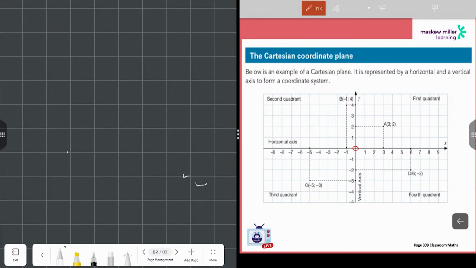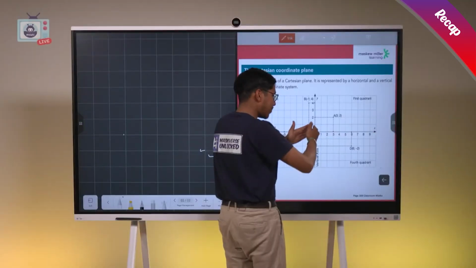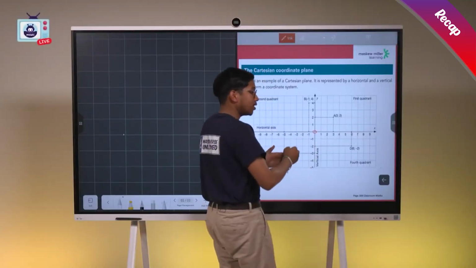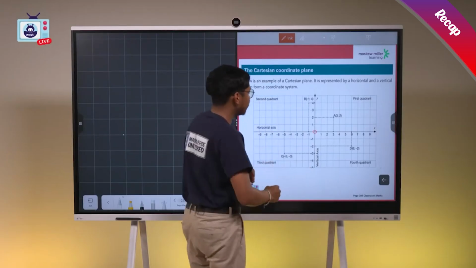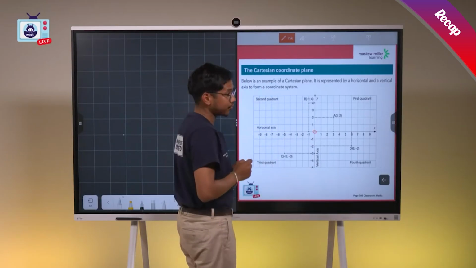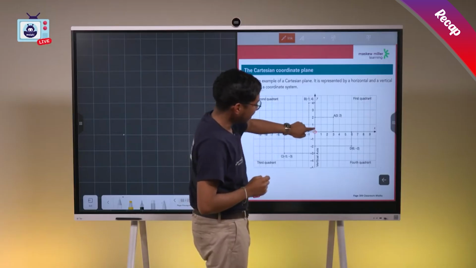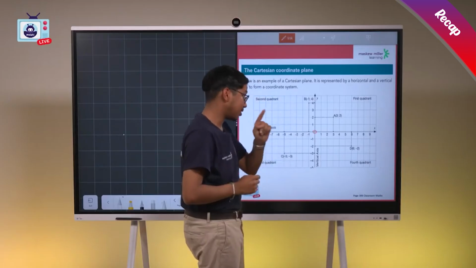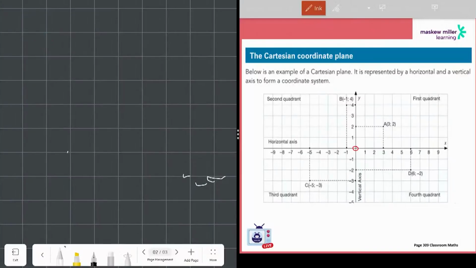So from this point, any number to the right of my origin, meaning all the x values on the right, is always positive. And all the x values going to the left is always negative. All y values going up is always positive, and all y values going down is what? Negative, right?